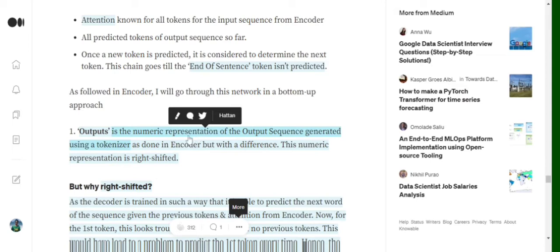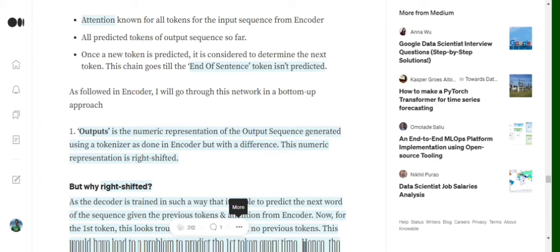Let's understand what is the input that is going into a decoder. In the encoder we have the input sentence only, but what is going into the decoder as an input? Outputs is the numerical representation of the output sequence generated, which is right shifted, what is getting predicted for now. This is a bit confusing and we need to focus on this. In a decoder, we are padding the entire sequence with a beginning of sentence and an end of sentence token, to determine whether the sentence has begun or ended.